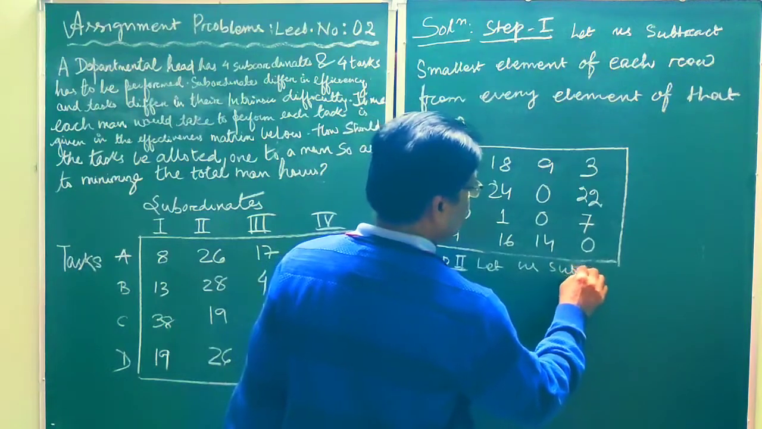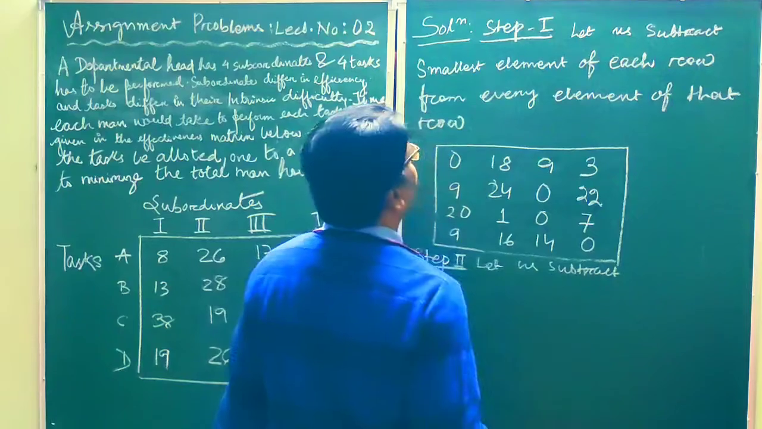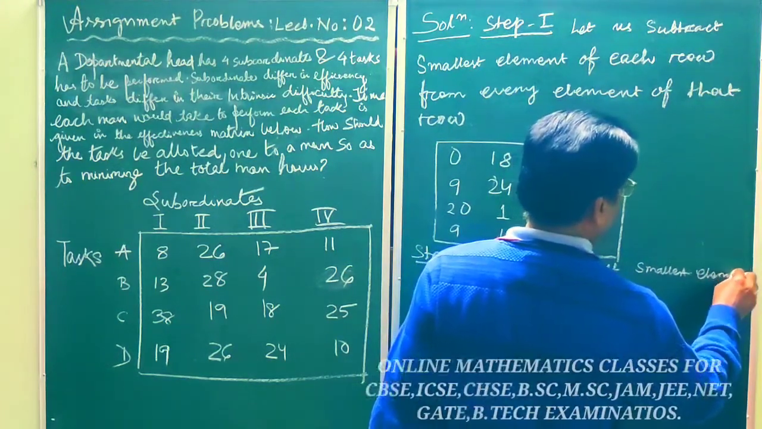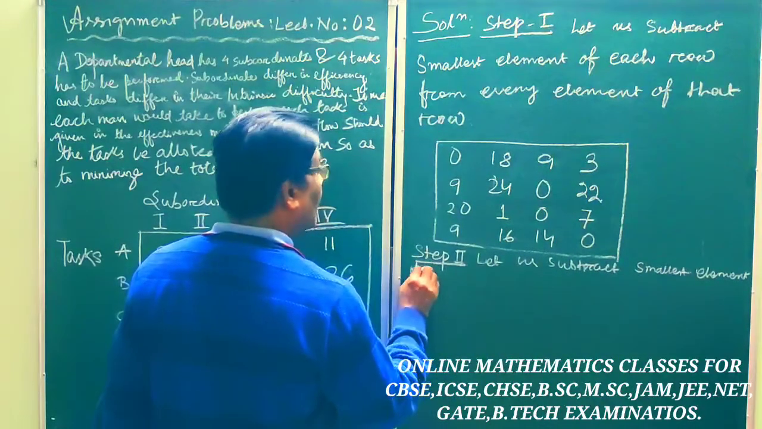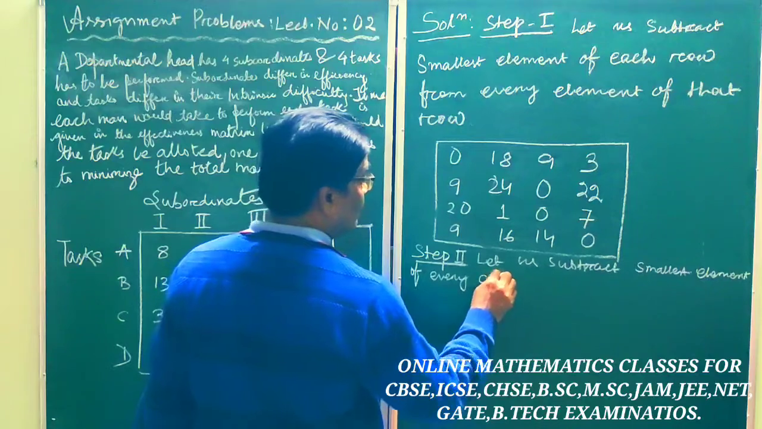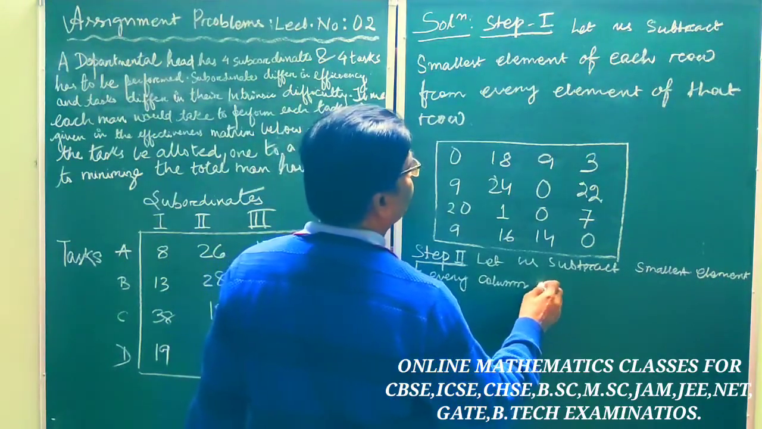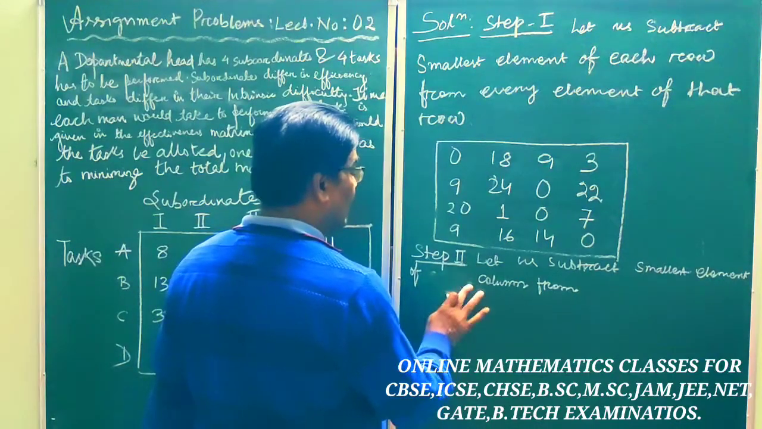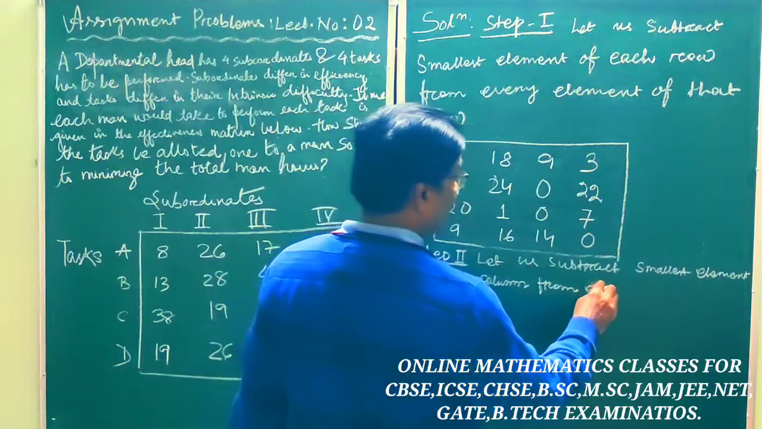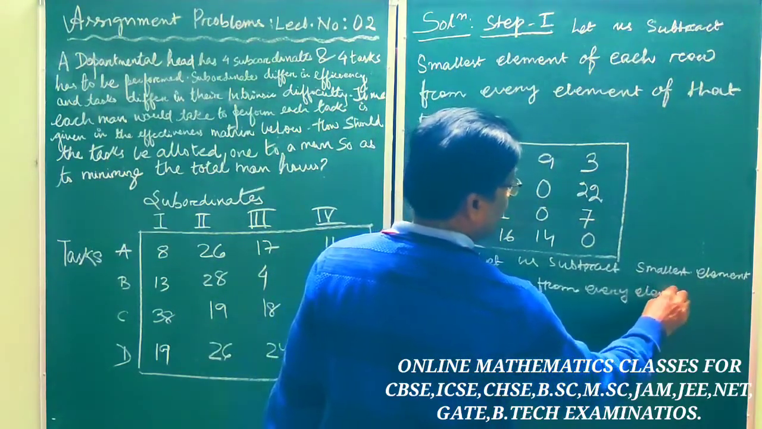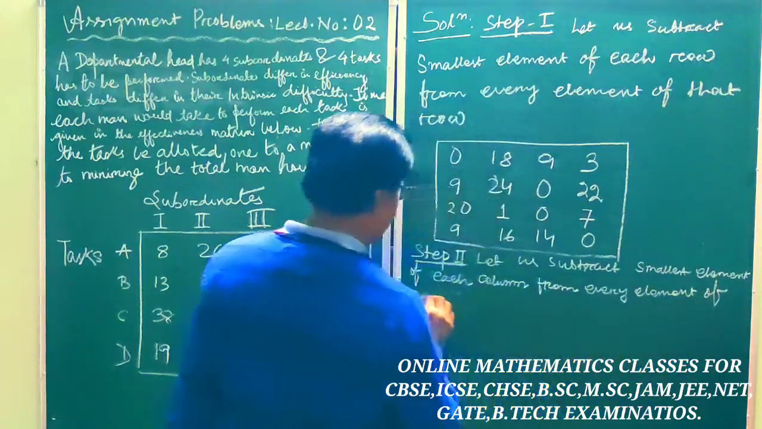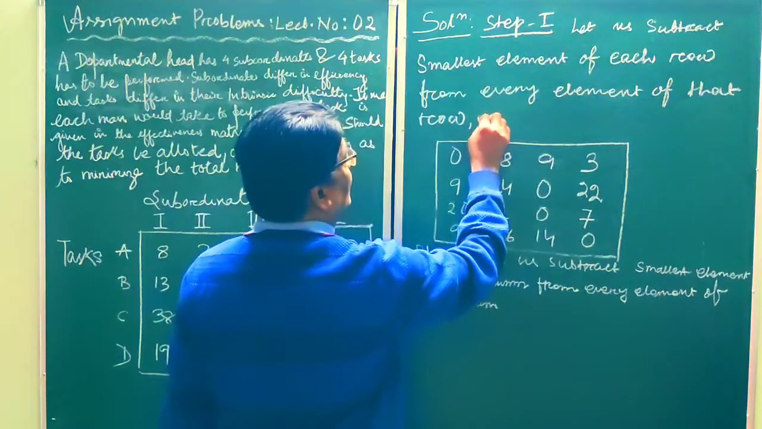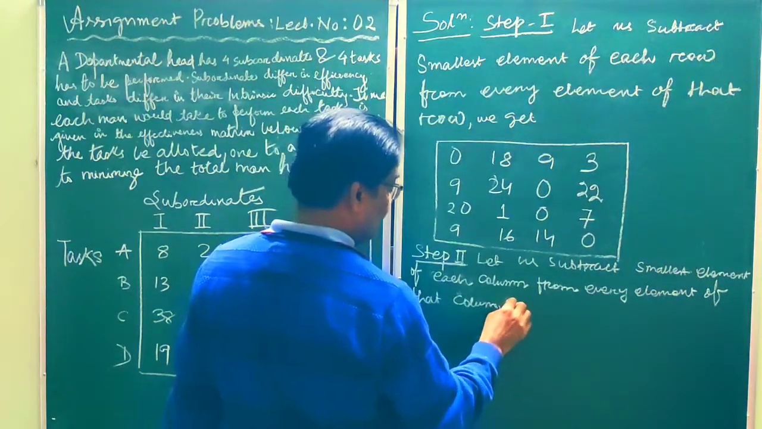Let us subtract the smallest element of every column from every element of that column. Here we get the column reduction.